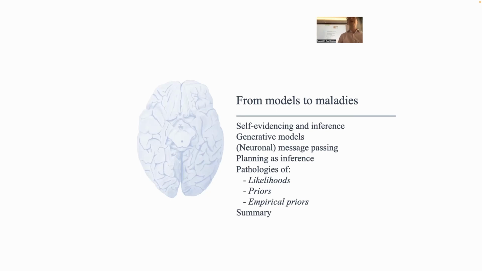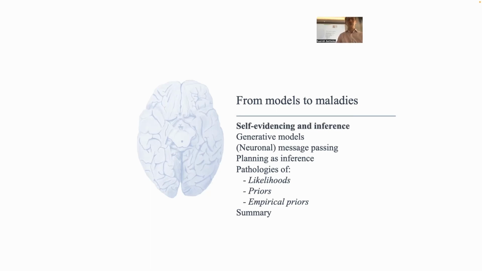I've split that out in terms of different parts of models that can go awry. So our prior beliefs about the world, our likelihoods that explain how the latent states in our world generate the data that we observe, and then thinking about hierarchical models and empirical priors.